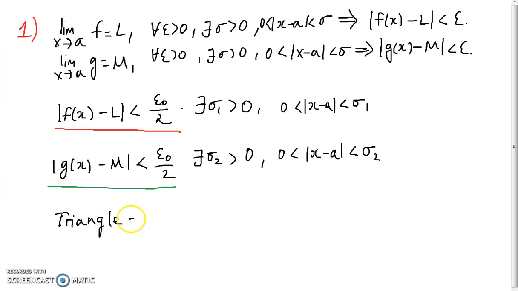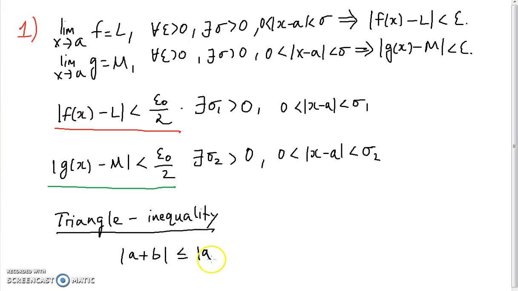Okay, triangle inequality. And it's actually quite a simple inequality. It can be stated in one line. And it says that the absolute value of a plus b is less than or equal to the absolute value of a plus the absolute value of b, where a and b are both real numbers.